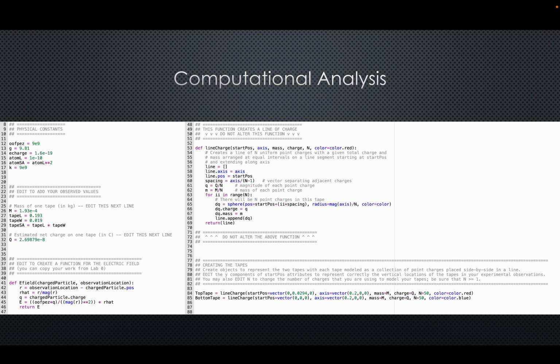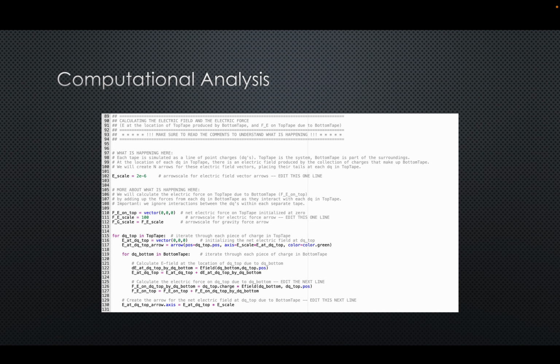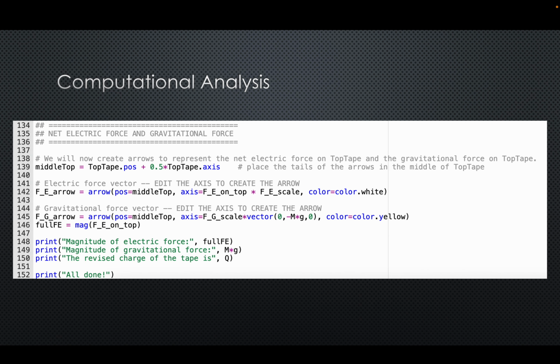In my model, you can see on the left I define physical constants and add the results of lab 1, and then on the right I create the function for a line of charge, modeling that, as well as creating a function for the electric field, just to solve that. Here I also found the electric field and the electric force, and modeled that as seen here with various errors. And then here I found the net electric force and gravitational force before expressing them, and then used that value to determine the new charge of the tape.